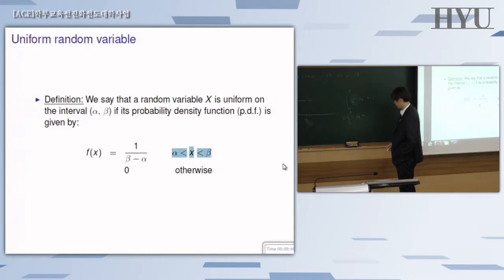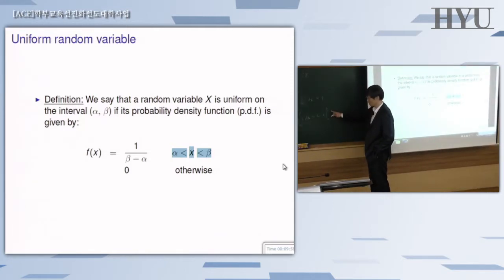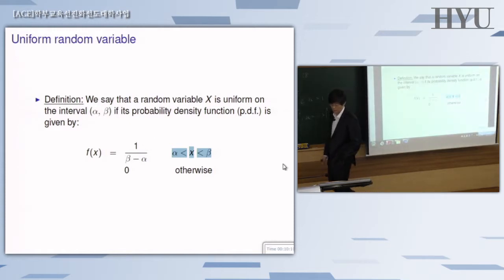But then if you integrate the 1 in terms of x between alpha and beta, that's simply x running from alpha to beta. So that's beta minus alpha. So c times beta minus alpha. But the whole thing must integrate to 1. So if you solve this equation in terms of c, you'll get 1 over beta minus alpha. That's fine.